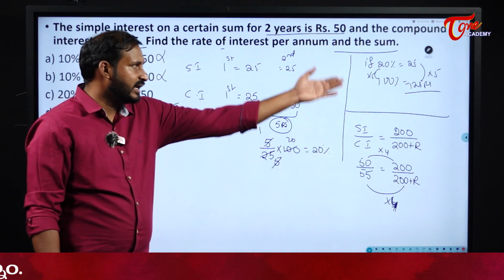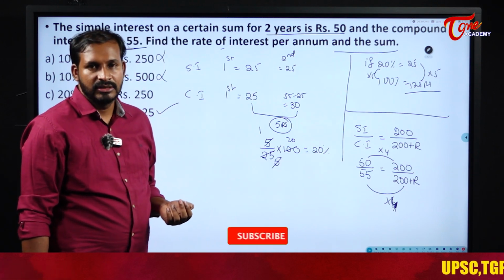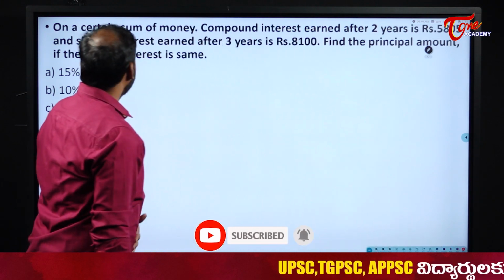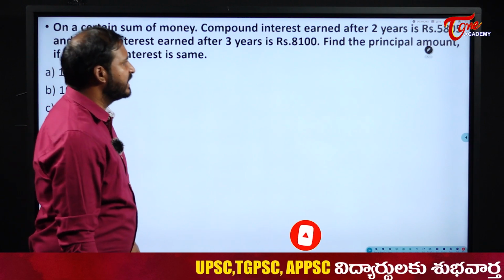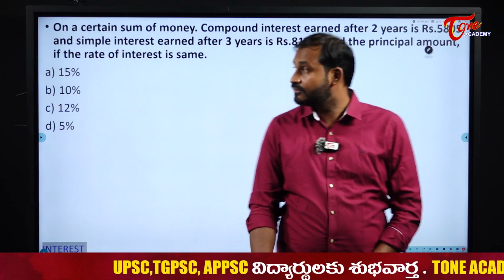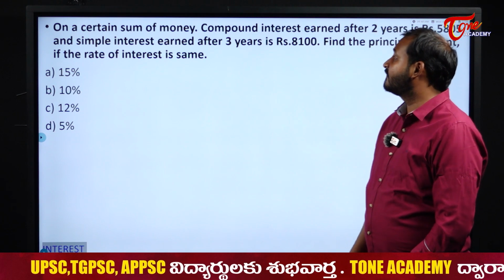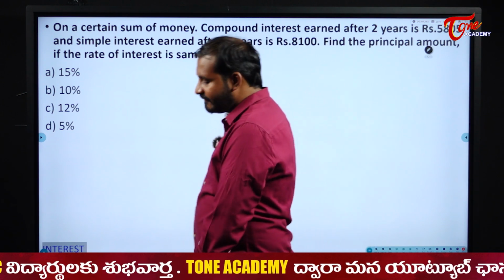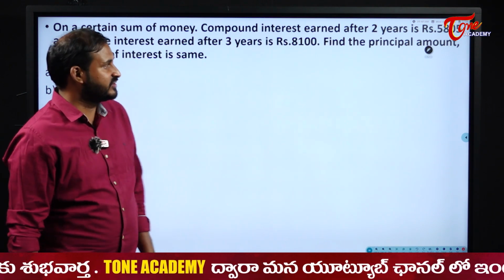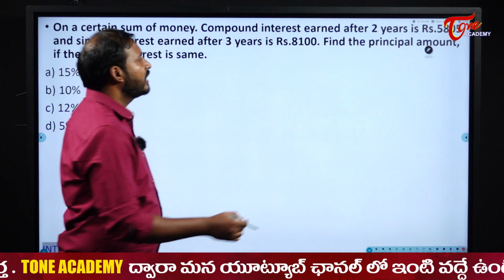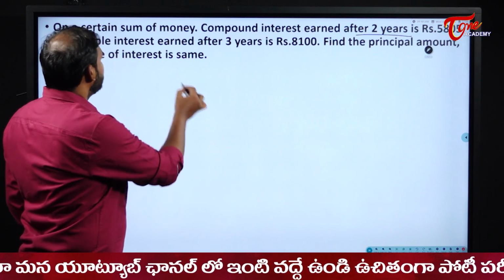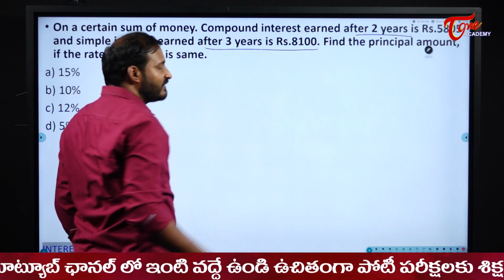After getting R, as usual, same process. Okay. Right. Next one. On a certain sum of money, compound interest earned for 2 years is 5805 and the simple interest earned after 3 years is 8100. Find the principal amount if the rate of interest is the same. Now see here, students, just to confuse you, the compound interest earned for 2 years is 5805, right? And the simple interest earned for 3 years is 8100.